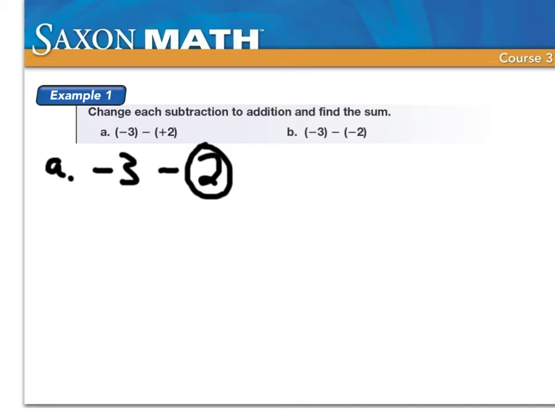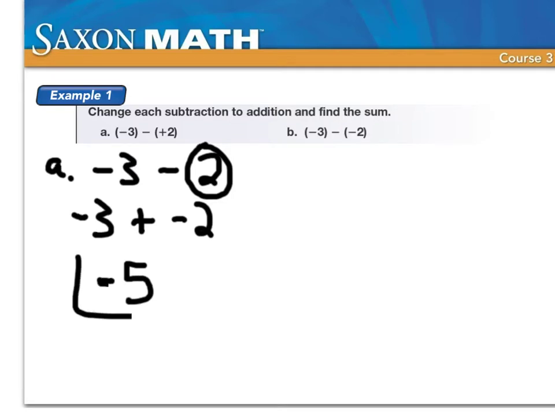Then I'm going to change the problem. The first number always stays the same, so negative 3. Change the minus to a plus, and then we're going to change 2, the circled number, to the opposite of 2, which is negative 2. And now I'm going to find the sum, negative 3 plus negative 2. Well, I've got signs that are the same, they're both negatives, so I'm going to add the numbers. 3 plus 2 is 5, and I'm going to keep the sign they had in common, which is a negative. So negative 5.